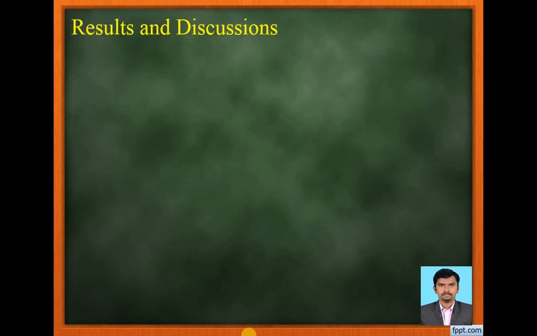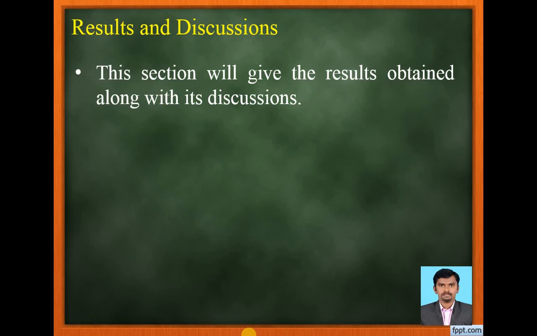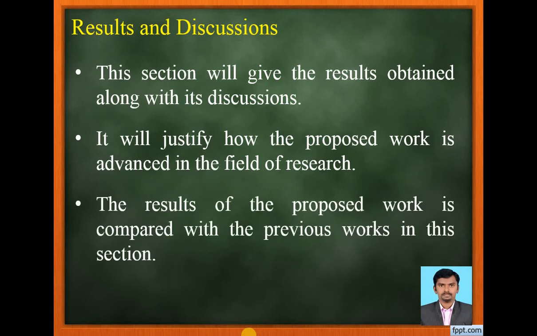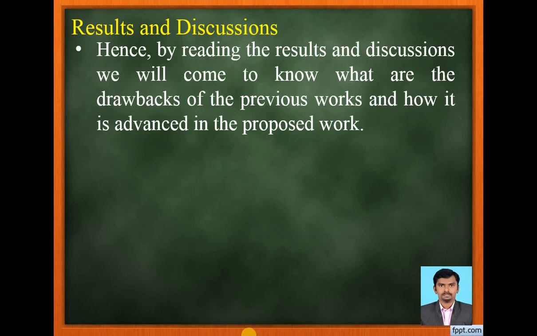Results and discussions. This section will give the results obtained along with its discussions. This section will justify how the proposed work is advanced in the field of research. The results of the proposed work are compared with the previous works in this section. Hence, by reading the results and discussions, we will come to know what the drawbacks of the previous works are and how it is advanced in the proposed work.